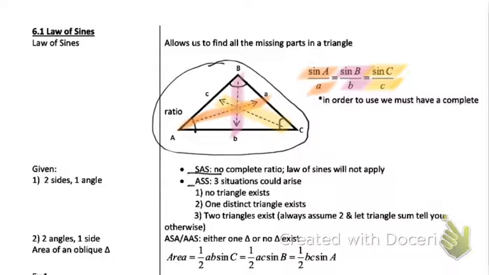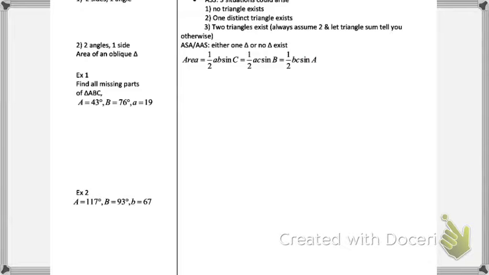Side, angle, side: when there's a side, angle, side, the law of sines wouldn't apply because there's no complete ratio. With angle, side, side, the law of sines can apply, but there can be three things that might come out of it: no triangle can exist, one triangle might exist, or two triangles can exist. I'll explain two triangles existing later in this video, of course. So let's go to the next page.